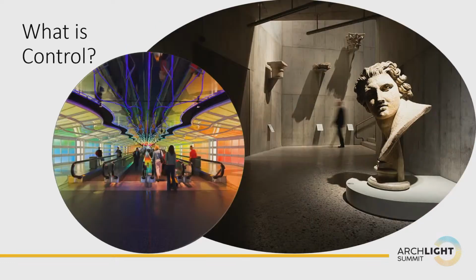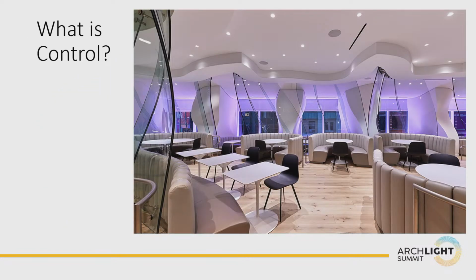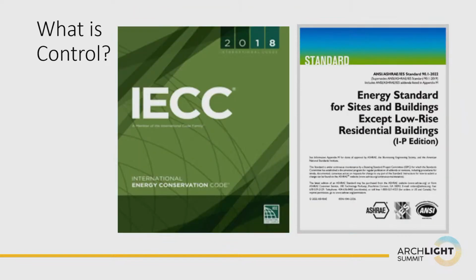We can be talking about really carefully crafted visual environments. Here are 2 different examples. We can be talking about lighting that's used to enhance wayfinding or to convey information. We could be talking about modifying the outputs and the intensities of different types of fixtures from different types of manufacturers so that they can all work seamlessly together. Control can mean energy compliance. We've all seen these lovely documents. We love them, don't we?